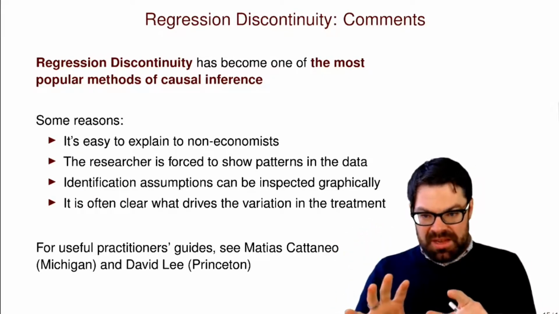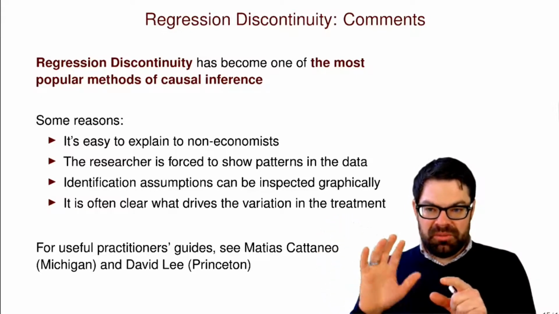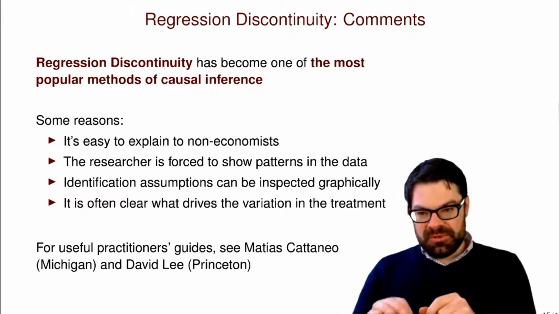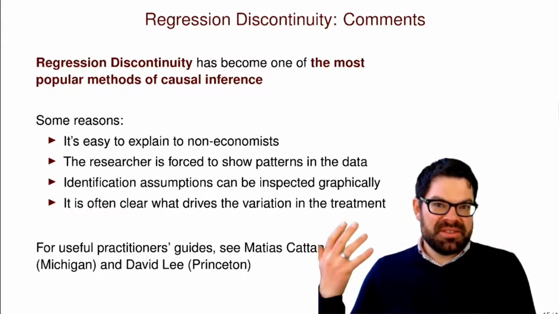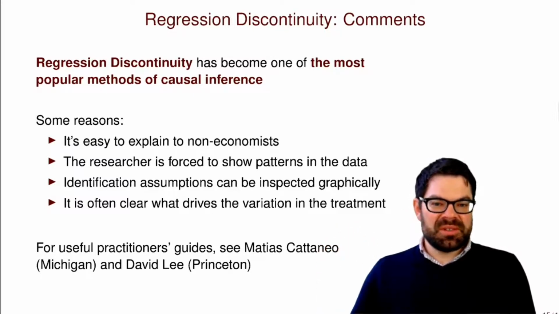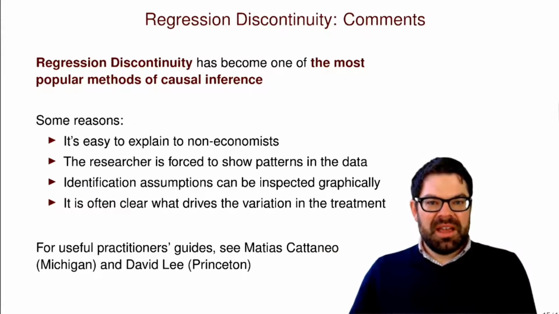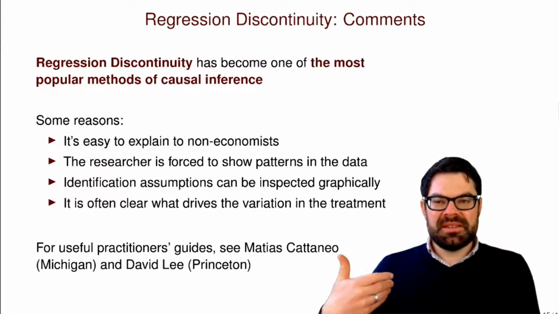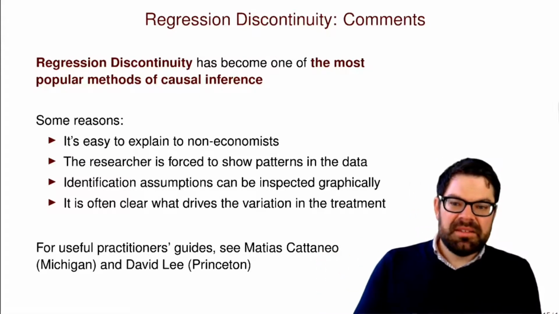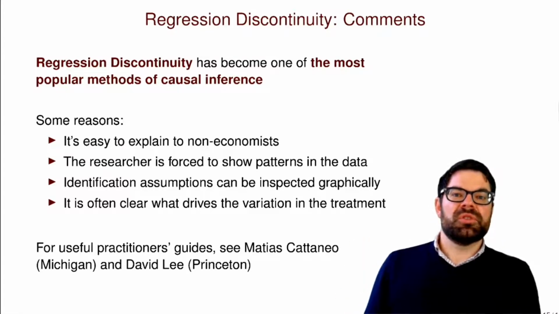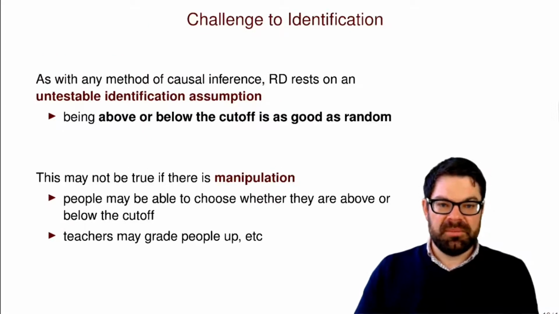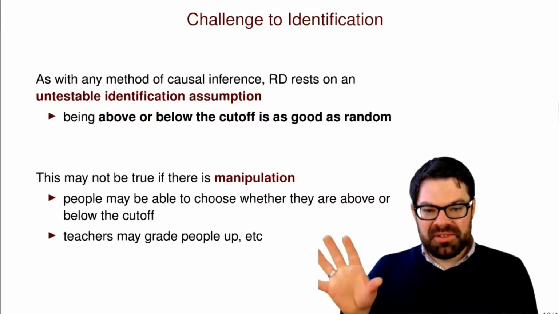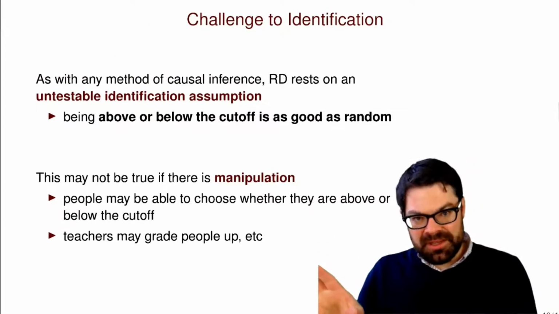To summarize for now, regression discontinuity is one of the most popular methods, and you can easily see why: it's transparent, it's easy to explain to non-economists, and it's easier to defend the identification assumptions relative to a standard instrumental variable estimate. But there are some challenges to identification.